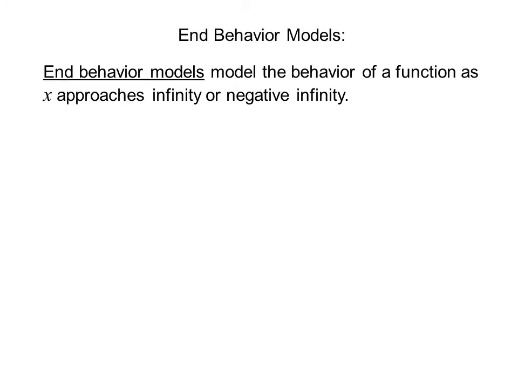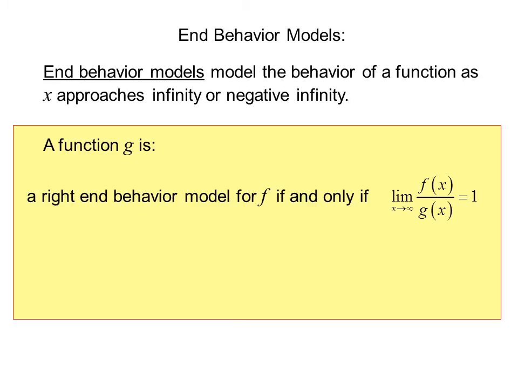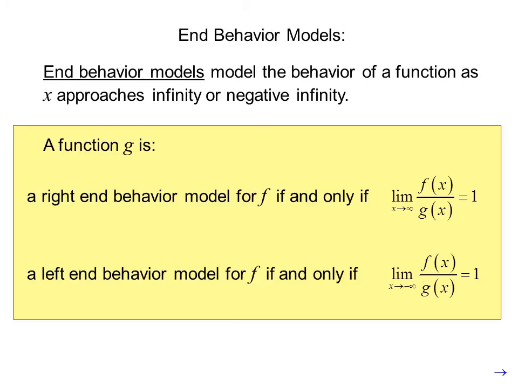End behavior models. End behavior models model the behavior of a function as x approaches infinity or negative infinity. The function g is a right-end behavior model for f if and only if the limit as x goes to infinity of f of x over g of x equals 1, and a left-end behavior model for f if and only if the limit as x approaches negative infinity of f of x over g of x equals 1.